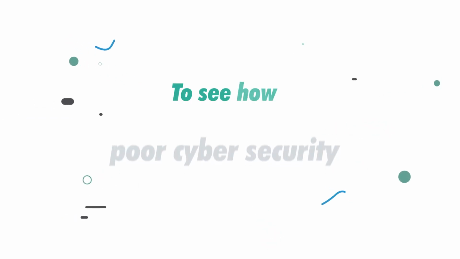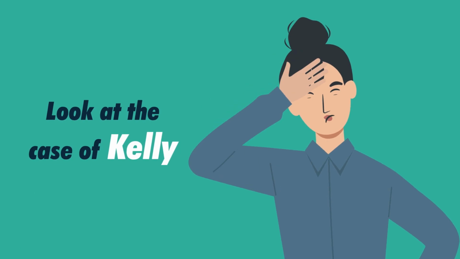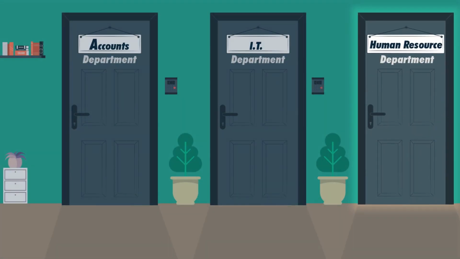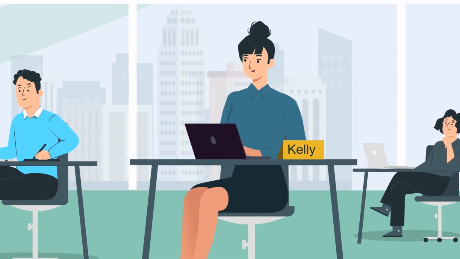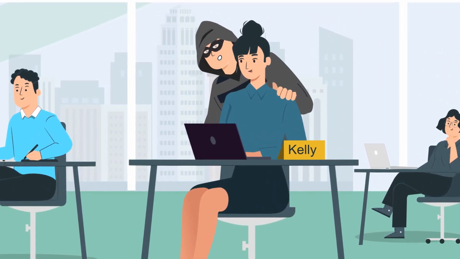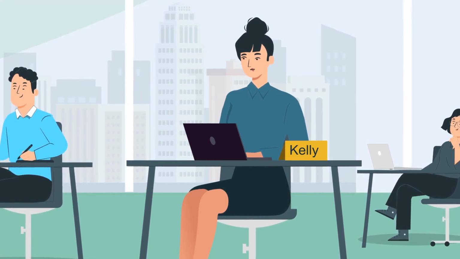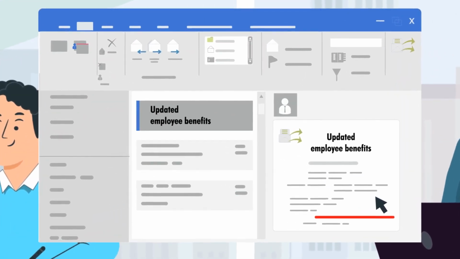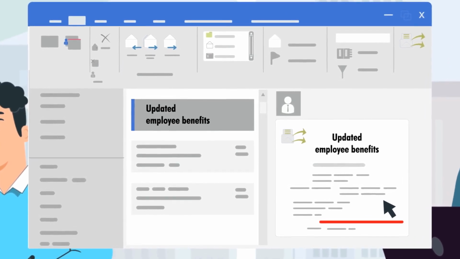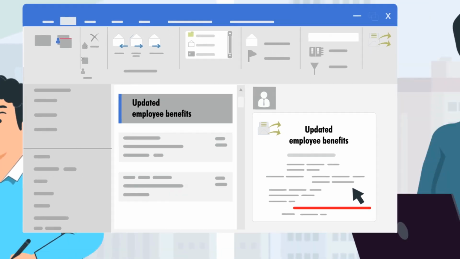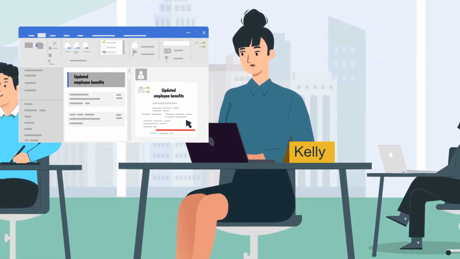To see how poor cybersecurity practices can quickly escalate, let's look at the case of Kelly. Kelly works for the Human Resources Department of her business, giving her access to highly confidential company data. Because of this, Kelly is a prime target for cybercriminals and has been sent a convincing-looking email appearing to be from her department manager. The email informs Kelly that her employee benefits have been updated, and to click through a link to see these changes in the staff portal.